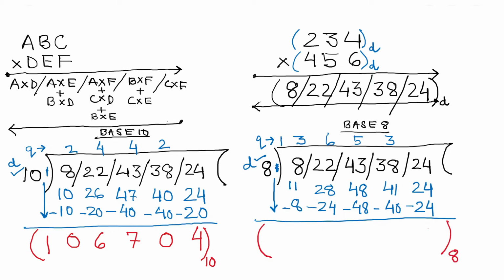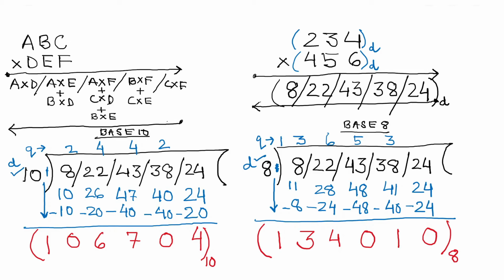So 24 minus 24 is 0. 41 minus 40 gives me remainder 1. 48 minus 48 gives me remainder 0. 28 minus 24 gives me remainder 4. 11 minus 8 gives me remainder 3. And this 1 comes down as it is. So if I would have multiplied 234 with 456 in base 8, the product would have been 134010 in base 8.